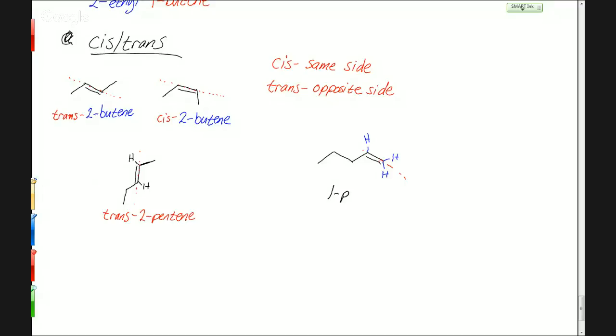Does that cis or trans could be only in double bonds? Right, only for double bonds, and only for double bonds in the middle of chains, where you can have things on opposite sides. So at the end, you're always going to have 2 hydrogens, so there can't be any kind of designation there.